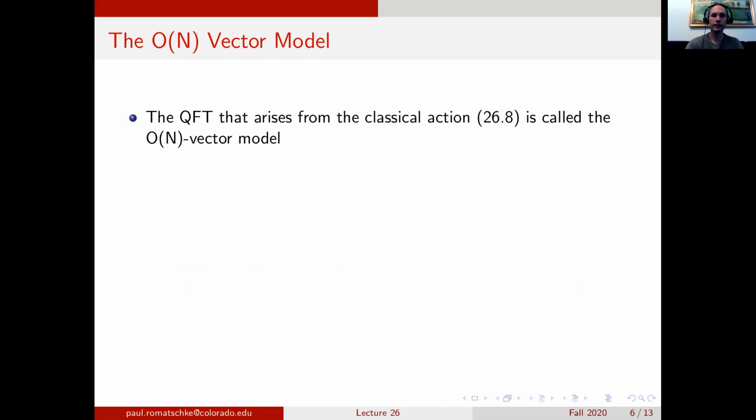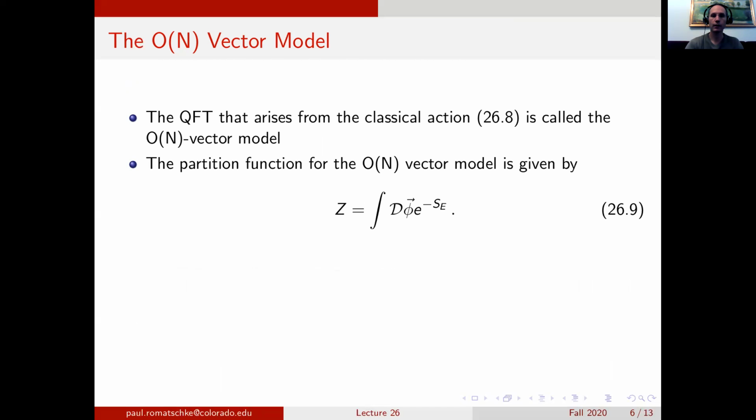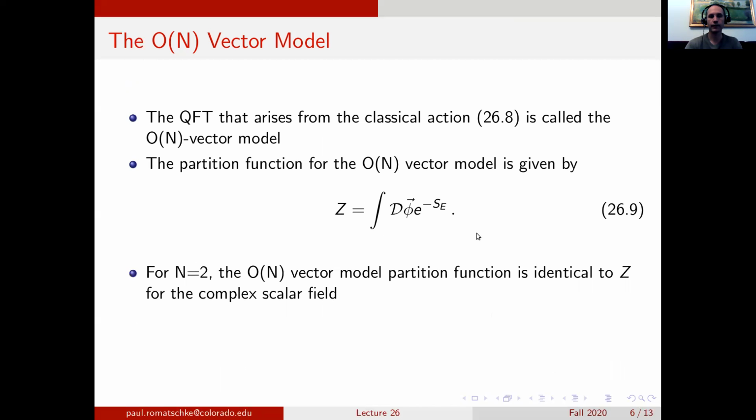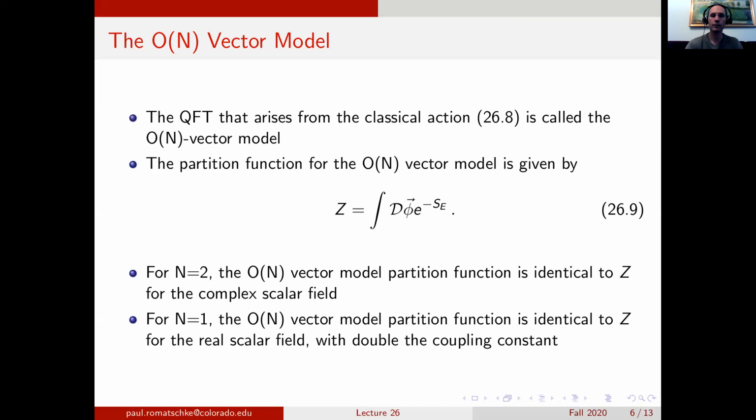The quantum field theory that arises from quantizing this classical action is called the O(N) vector model. And the partition function for the O(N) vector model is simply given as the path integral over all components phi vector of the exponent of minus this Euclidean action. As I said before, for two components, n equal to 2, the O(N) vector model action, and hence the whole quantum field theory, just reduces to the quantum field theory for the complex scalar field. By contrast, for n equal to 1, the O(N) vector model reduces to the quantum field theory for a single real scalar field, albeit with double the coupling constant.